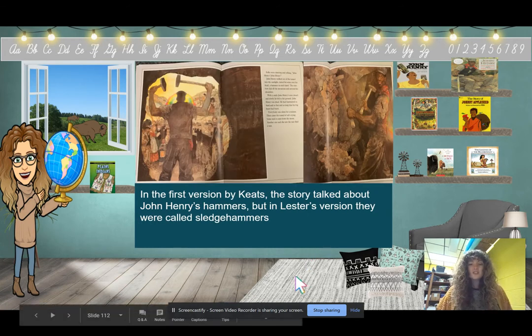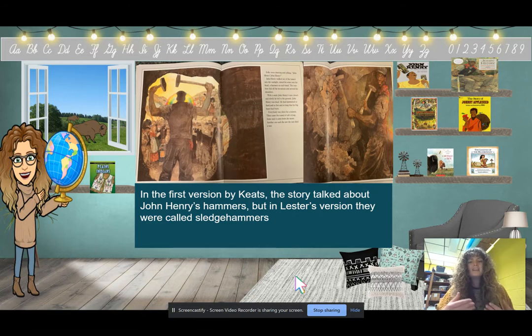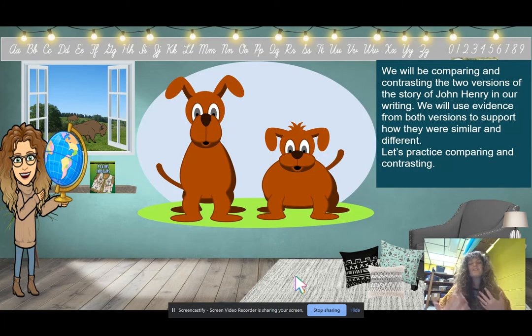In the first version by Keats, the story talked about John Henry's hammers, but in Lester's version, it said that they were sledgehammers. In Keats' version, it was just called hammers, and in Lester's version, they were called sledgehammers. That would be an example of a difference. So today, we are going to be doing just that.